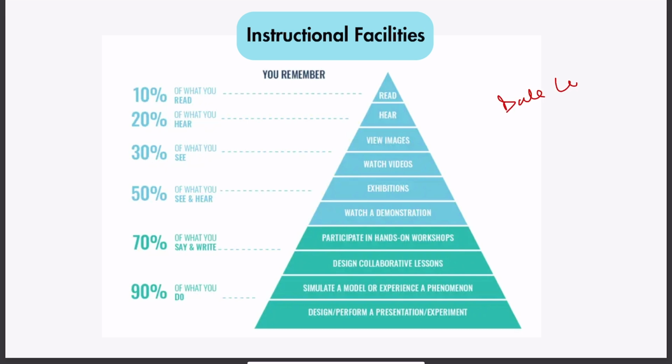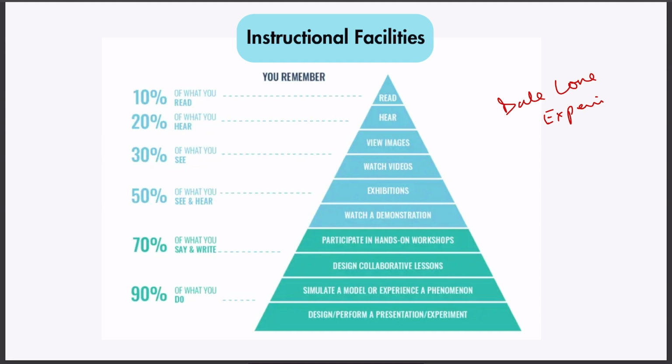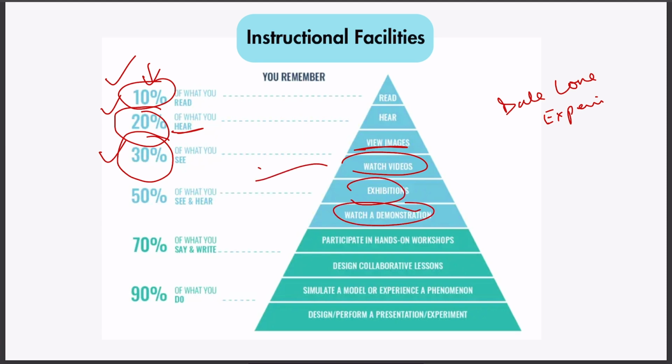So, what does Dale's cone of experience say? It is about how we remember based on instructional facilities. First, you remember 10% of what you read. So it's just 10%. Next, you remember 20% of what you hear, so audio instructional facilities. If you view images and graphics, visual instructional facilities, you remember 30% of it. Whenever you're teaching, you should be aware of these. Next, watching videos, exhibitions, or a demonstration, you remember about 50% when you see and hear.